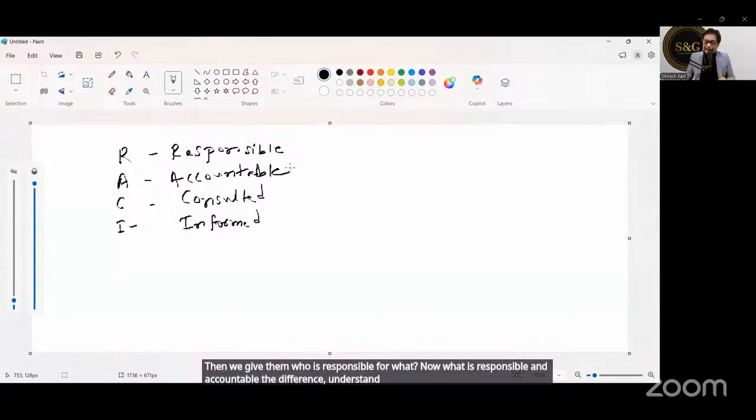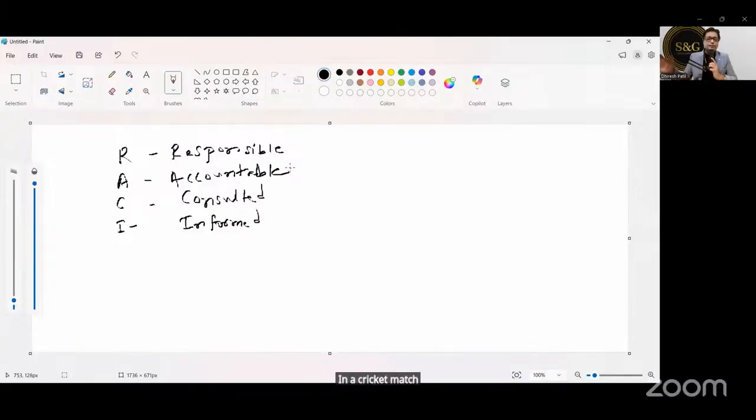Understand this. In a cricket match, batsmen are responsible to make the runs, bowlers are responsible to take the wickets, but the captain and the coach is accountable for the result of the match. See the difference between responsibility and accountability. Are you understanding? Another example.